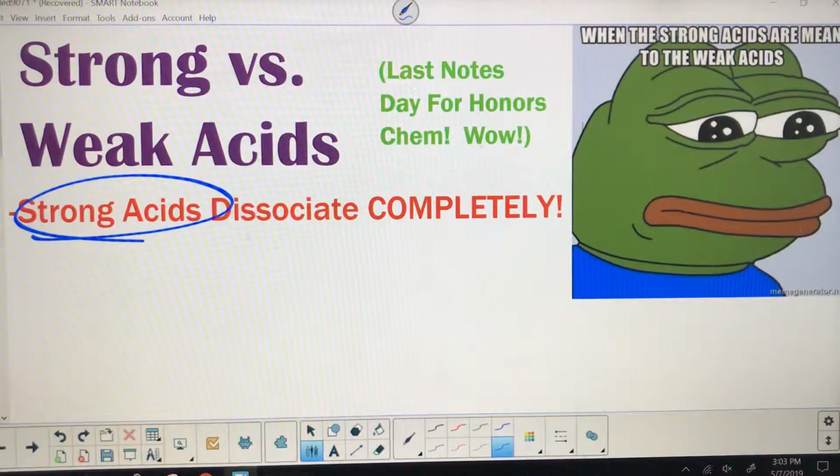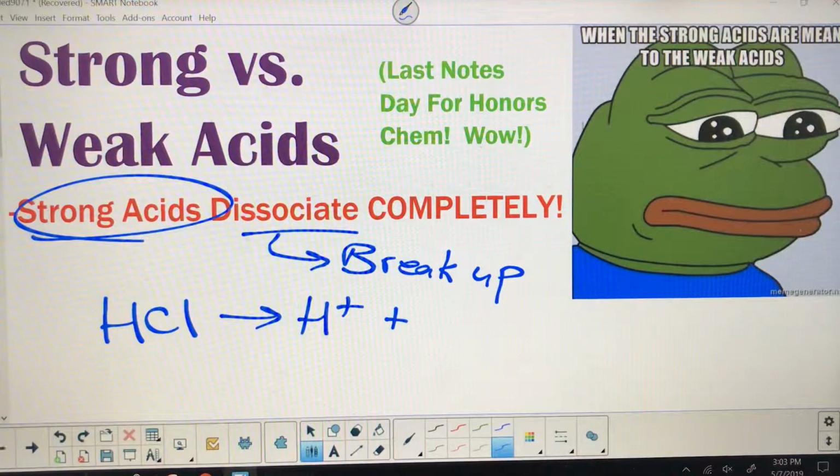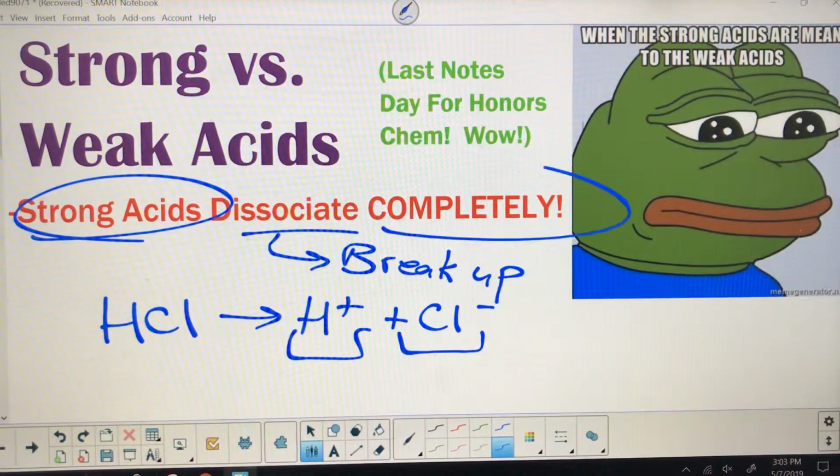Strong acids dissociate completely. Dissociate means that they break up. An example of a strong acid that we've used this year has been HCl. When HCl dissociates, it breaks up into H plus and Cl minus. The thing is, it dissociates completely. What that means is that it all breaks up into those two ions.